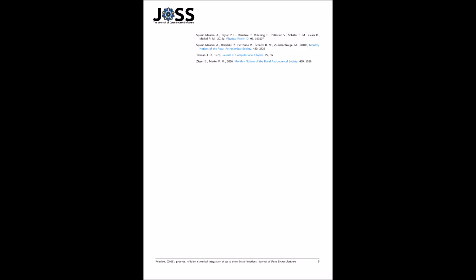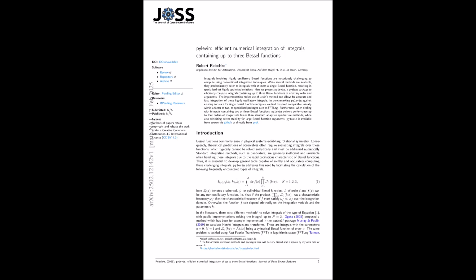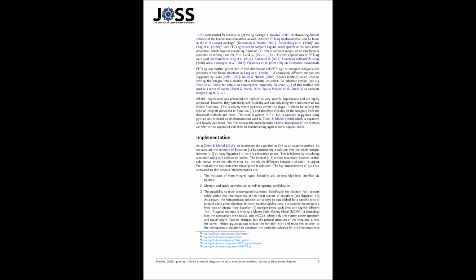What about the Bessel functions themselves? Are there any limitations on what types or orders of Bessel functions Levin's method can handle? In theory, Levin's method can handle Bessel functions of any order. But the more complicated those Bessel functions get, the harder the calculations become. As the order of the Bessel function gets higher, the computations can get pretty slow, even with Levin's method. But in most real-world situations, Levin's method, especially how it's implemented in pylevin, is super efficient.